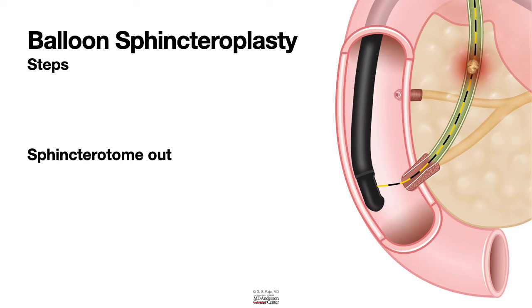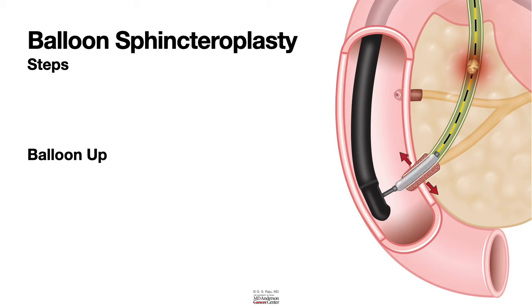In that case, you pass the balloon across the ampulla, inflate the balloon, and keep it for 15 seconds. Some people keep it for 30 seconds or even longer, depending upon the endoscopist's preference. Following that, you deflate the balloon and remove the balloon. The sphincter will be wide open, and now you can remove the stones easily.